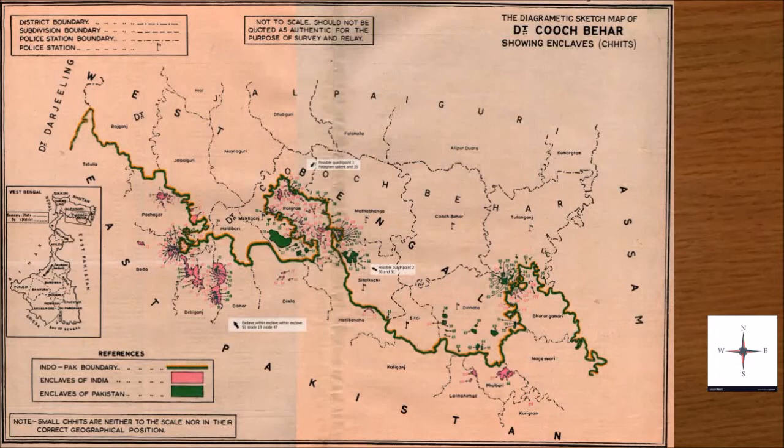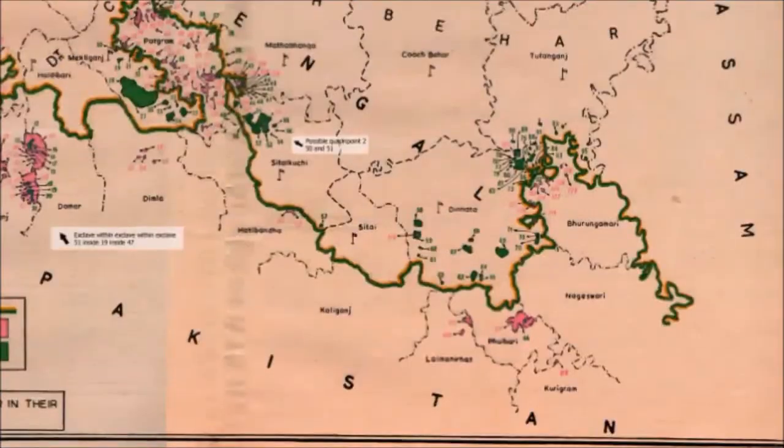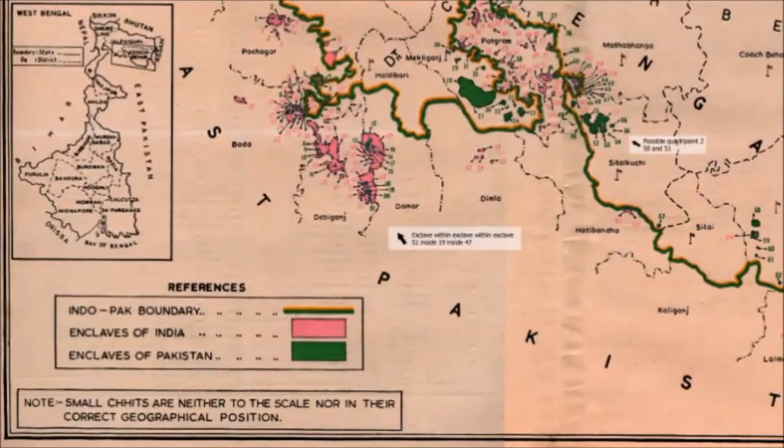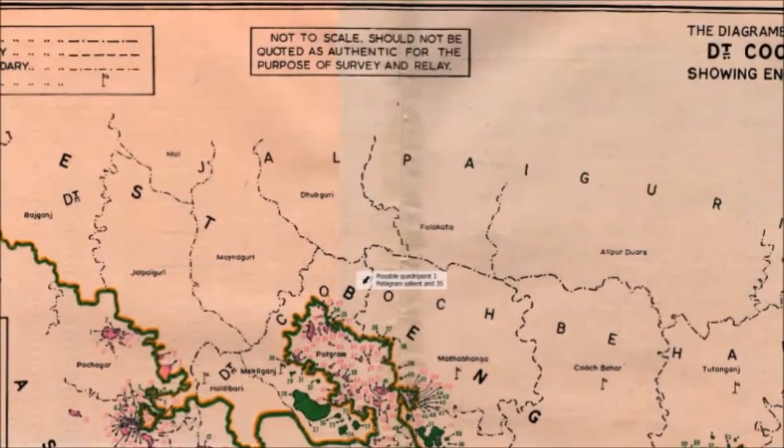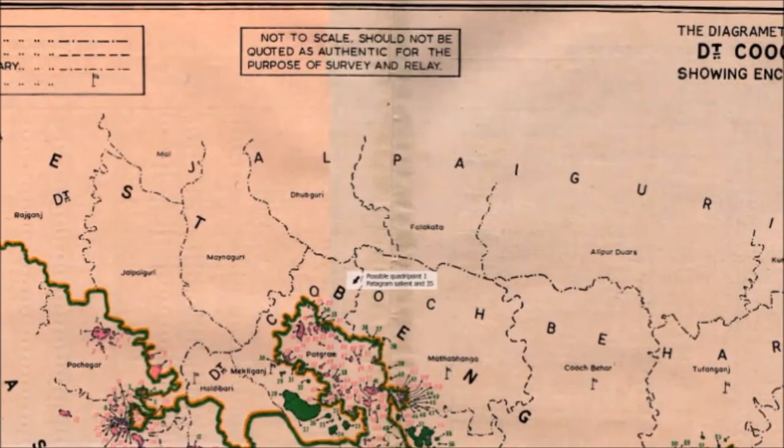This is the award. According to this award, there is an exchange of enclaves. Okay, let's talk about the enclaves. Here, enclaves of India are in pink color, enclaves in Pakistan are in green color. Coach Bihar was separated from the province of West Bengal and merged with West Bengal. From then, Coach Bihar is treated as part of West Bengal and governed as West Bengal.